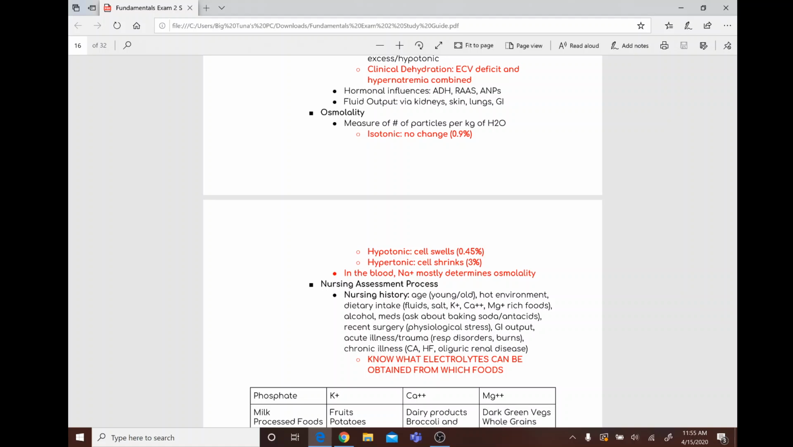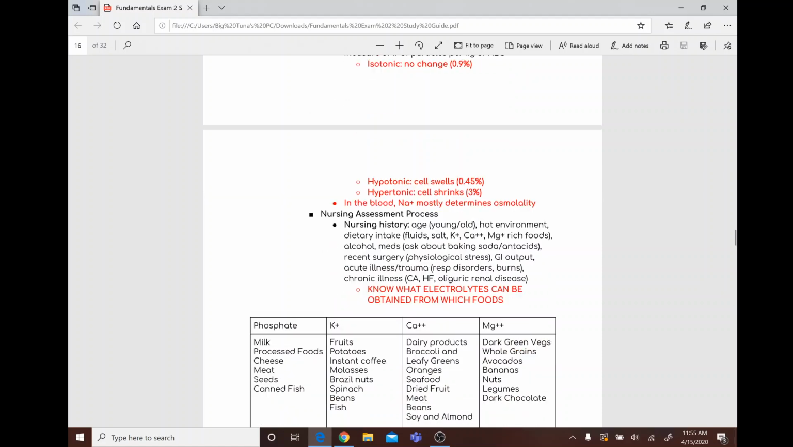Osmolality is the measure of the number of particles per kilogram of water. Isotonic is 0.9%, hypotonic is 0.45%, hypertonic is 3%. In the blood, sodium mostly determines osmolality.